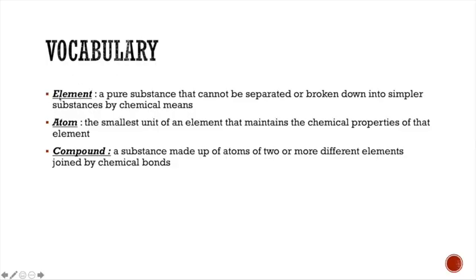So what is an element? An element is a pure substance that cannot be separated or broken down into simpler substances by chemical means. The key words here are pure substance, cannot be broken down by chemical means. So if you're going to write this down, just briefly rephrase it into pure substance, cannot be broken down by chemical means. Next, an atom is basically the smallest unit of an element that maintains the chemical properties of that element. So basically, smallest unit, and it maintains the chemical properties of that element.